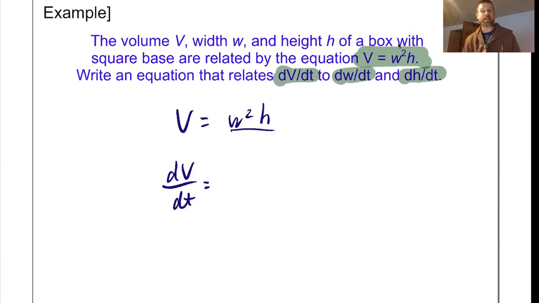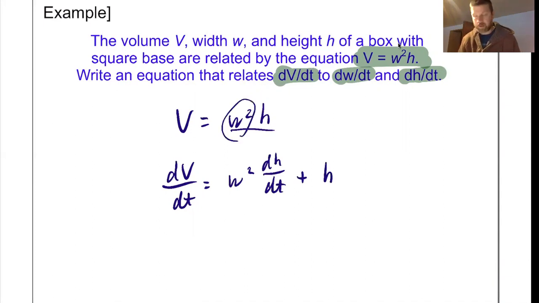Derivative of this side, be careful, that's a product. It's going to require the product rule. Product rule says you take the first times the derivative of the second. First is W squared times the derivative of H would be dH/dt, plus second times the derivative of the first. Second is H. The derivative of W squared would be 2W times dW/dt.